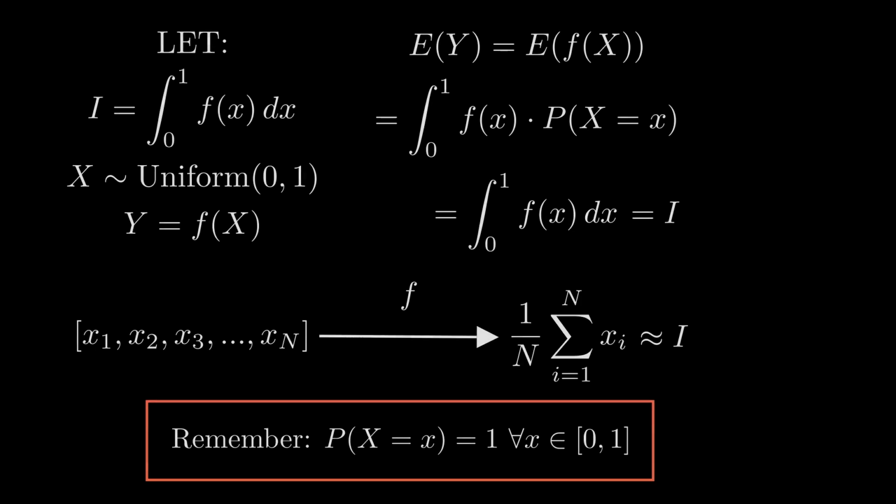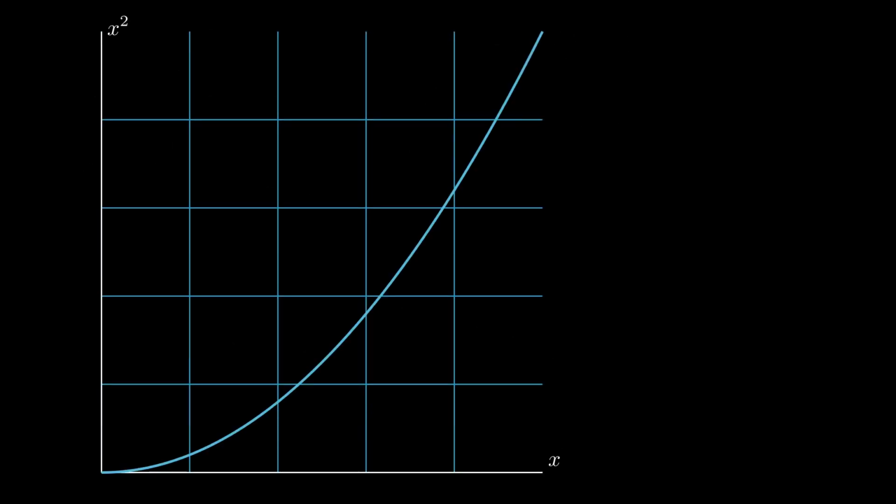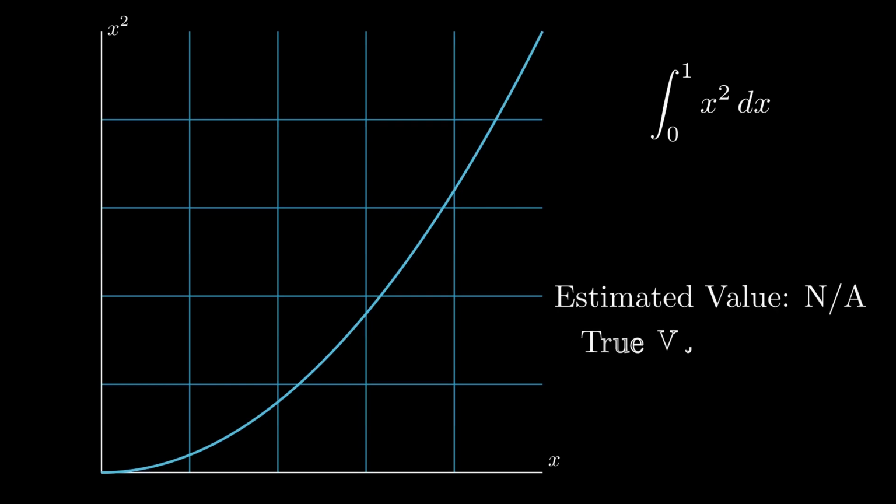Let's try it. Once again, we have the graph of f of x equals x squared between 0 and 1. And we want to find the integral, but we will do it using the random point method that we just looked at. You might want to keep track of the estimated value of the integral, which updates every time we add new points.